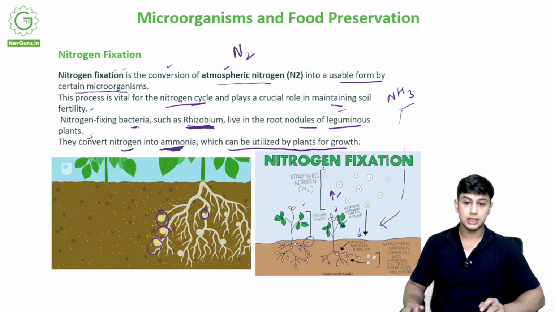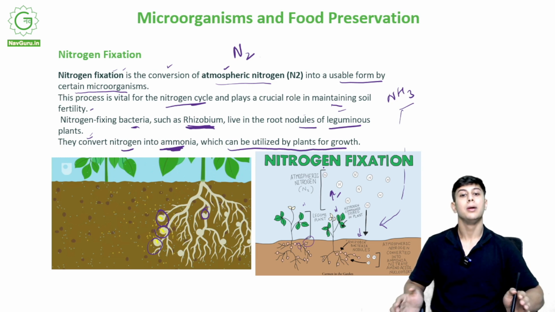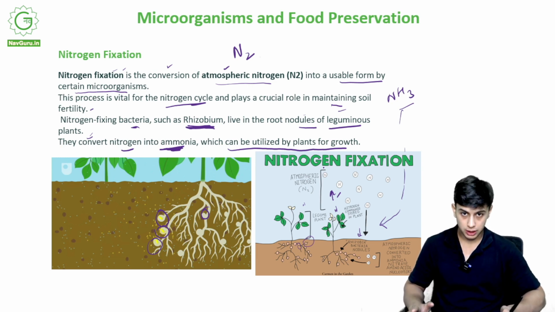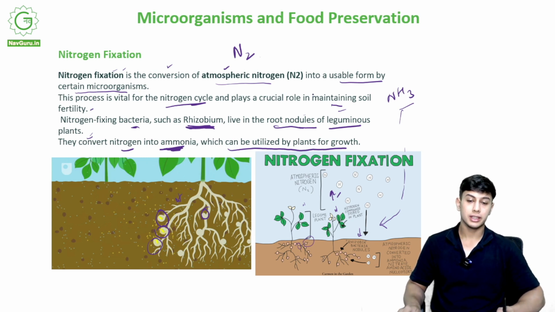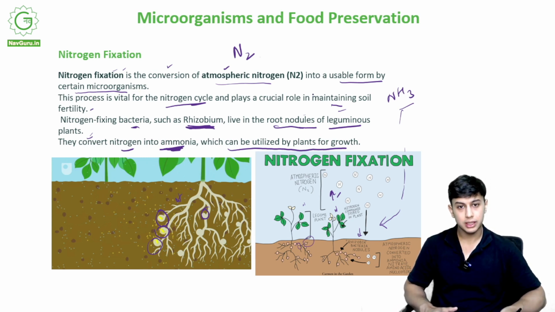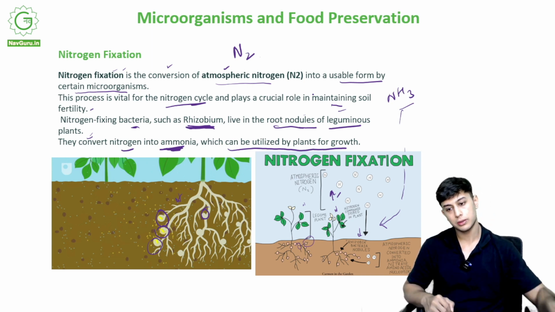So this is called nitrogen fixation, the usage of atmospheric nitrogen by bacteria, microorganisms like rhizobium in the root nodules of leguminous plants. This nitrogen is converted into ammonia and it is used by the plant for growth.